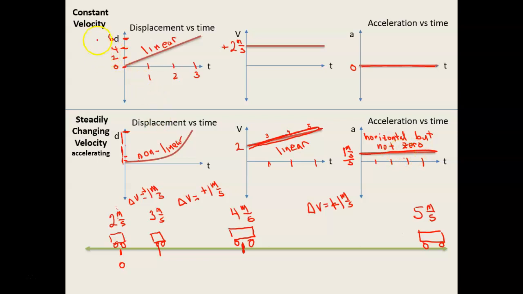Okay, so again, we're still talking about two situations. We're talking about constant velocity and steadily changing velocity. Those are still the only two situations we're dealing with. We're just looking at different ways of charting what is going on. So we've been charting a lot of the velocity versus time, but we can also look at location versus time or displacement versus time, and we can look at acceleration versus time as well.